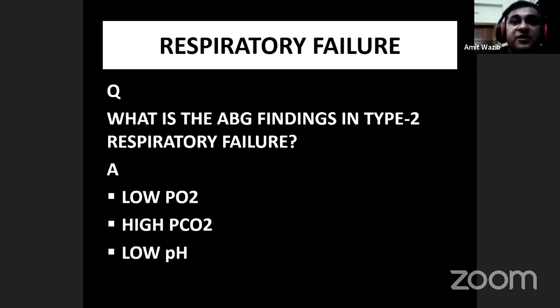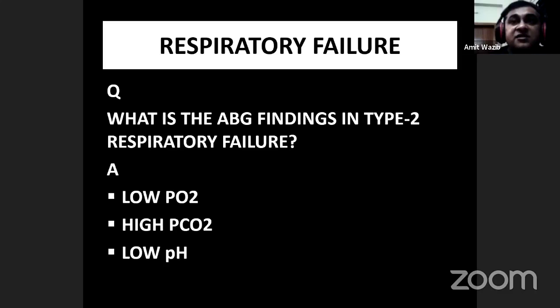Warm periphery means the pulse will be warm. Bounding pulse means high volume pulse. And flapping tremor is a type of tremor. It occurs in different conditions like hepatic encephalopathy and also in type 2 respiratory failure. These three signs are signs of hypercapnia.